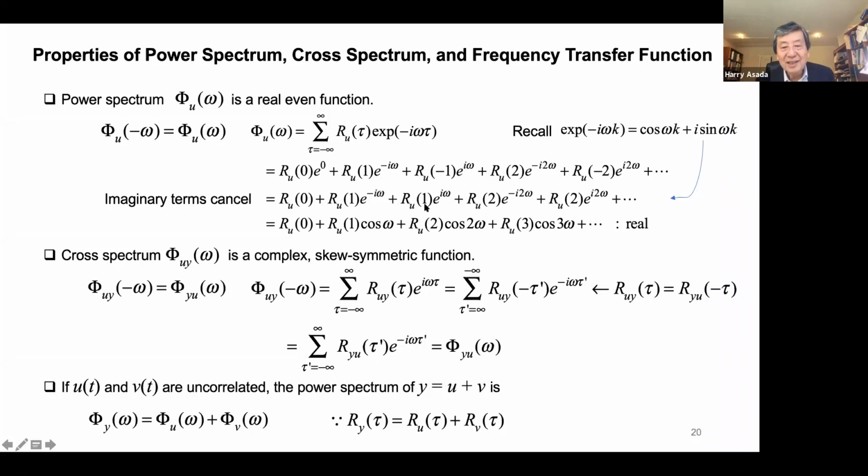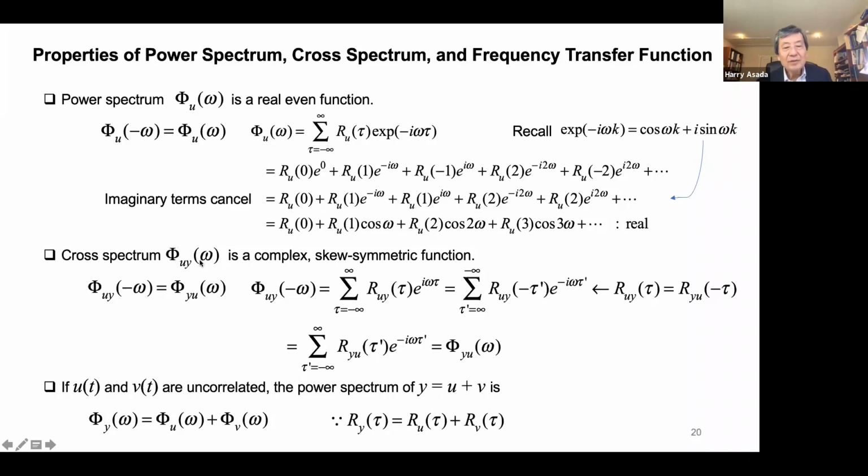Now if you look at this, one is exponential of minus i omega tau, and the other is plus i omega tau. Remember that the exponential function is cosine plus i sine. The cosine, even with a minus omega, remains the same, but the sine is different. So these two cancel out. The imaginary part is all cancelled out in between these two. And the same thing here, the imaginary part is basically the sine part, and it cancels out. So at the end, you get all cosine functions, and it's all real. So this is an even function, and it's all real.